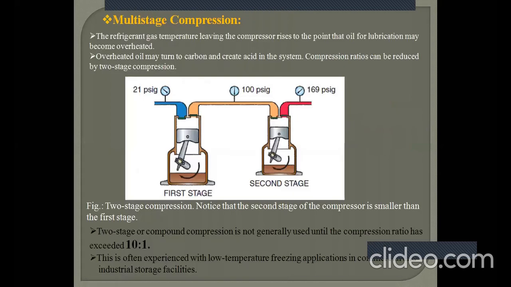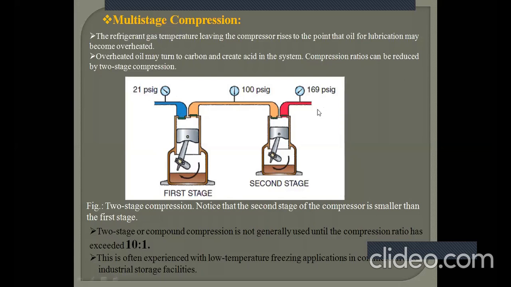Next is multi-staging. I think everybody is quite aware of compressors nowadays. So as far as compressors are concerned, single-stage reciprocating compressors are used up to a certain pressure range, but above that you have to switch to multi-stage compression, and one example of two-stage compression is shown here. The same compression is now divided into two parts. First stage is 21 psi to 100 psi, and then 100 to 160.